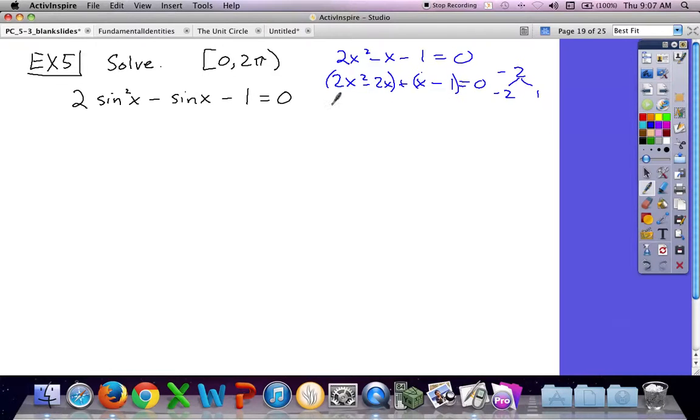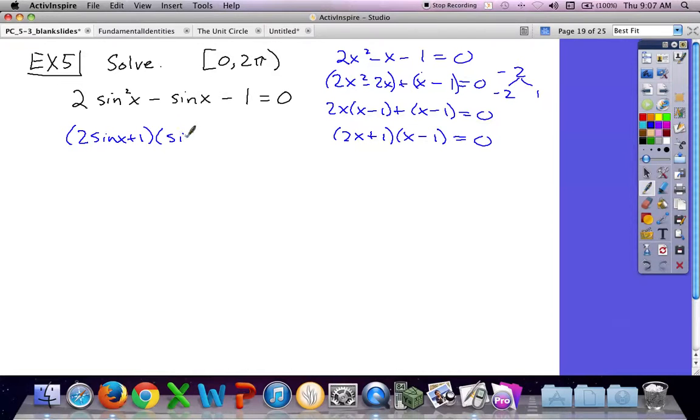Group, factor, and then factor again. So if we factored this, they factor the same way. We're just going to replace the x with sine x. So this will be 2 sine x plus 1 times sine x minus 1 equals 0.